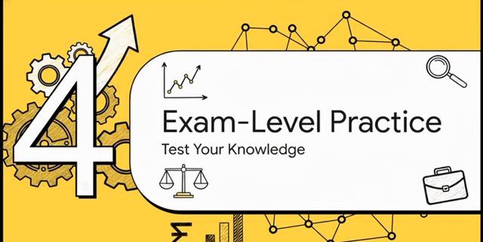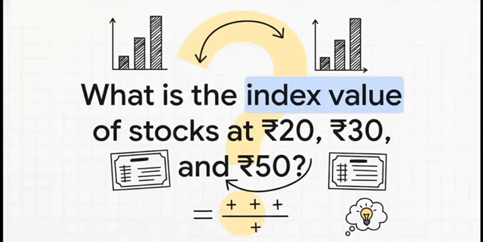Section 4, Exam Level Practice. It is time to test your knowledge, where the rubber meets the road with some tricky CFA-style numerical questions. Let's look at this first one. A price-weighted index has 3 stocks priced at 20, 30, and 50 rupees. What is the index value, assuming we are ignoring any complex divisor adjustments for now?